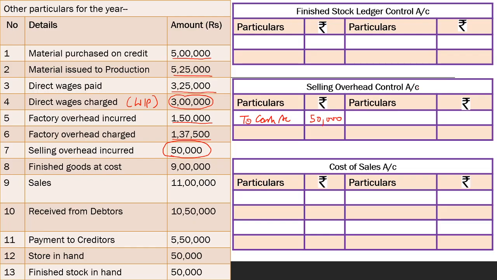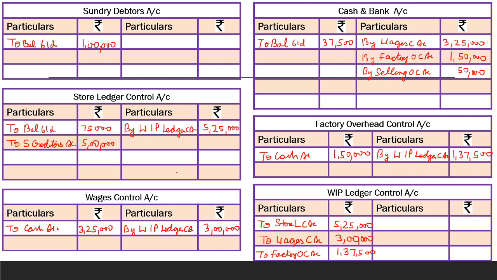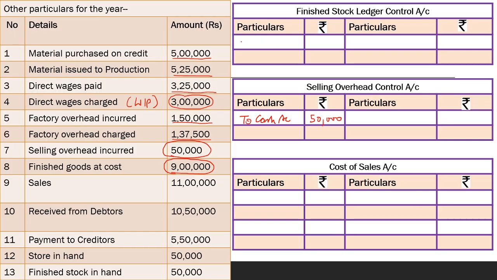Our next transaction is finished goods at cost. Now finished goods are first prepared in the WIP ledger control account or production department. So when the goods are transferred from WIP ledger control account to finished stock ledger control account, on WIP ledger control account credit what goes out. So on the credit side we write by finished stock ledger control account and the amount is 9 lakh rupees, and the goods are transferred to finished stock. So on finished stock on the debit side we write to WIP ledger control account and the amount is 9 lakh rupees.